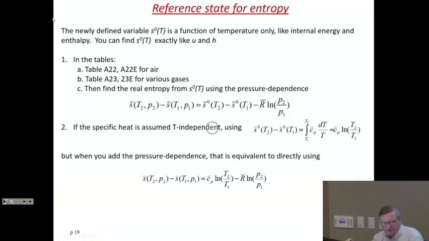If the specific heat is temperature independent, it still holds. The difference in S naughts, we can see that it integrates to Cp ln T2 over T1, and then you still have to add the correction term for the pressure, which is ln P2 over P1. And that's it. Thank you.